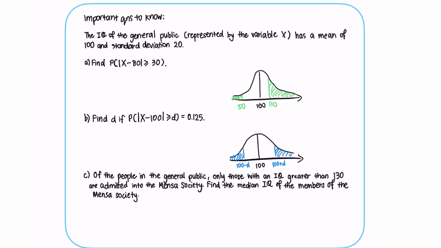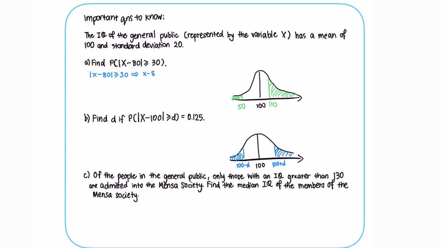Now similar to binomial distribution, we'll be doing some very important questions. The IQ of the general public, represented by the variable x, has a mean of 100 and a standard deviation of 20. For part A, find the probability that the mod of x minus 80 is greater than or equal to 30. So what I want to first do is solve this inequality.